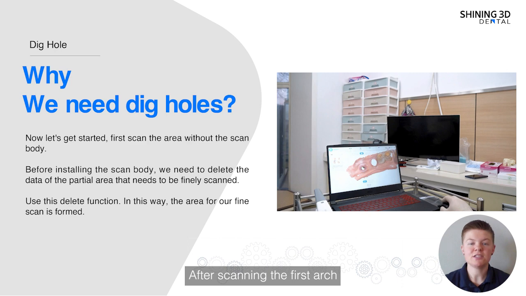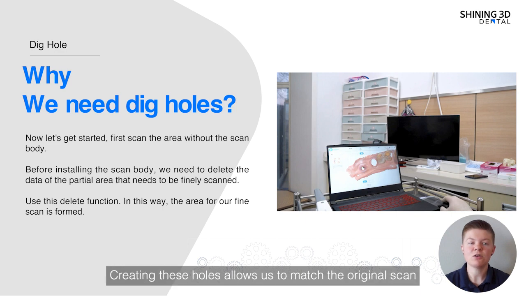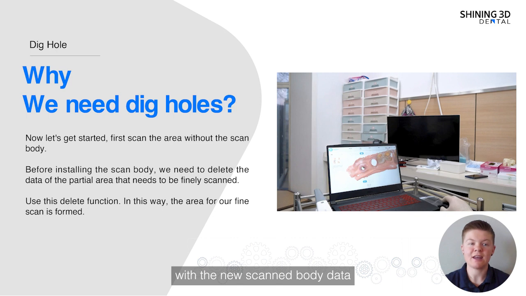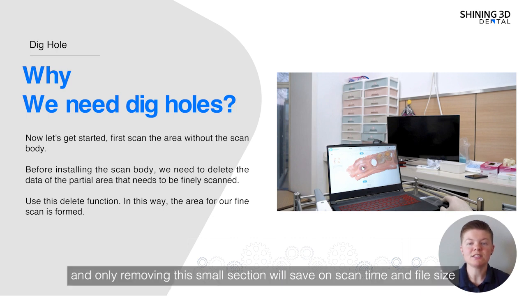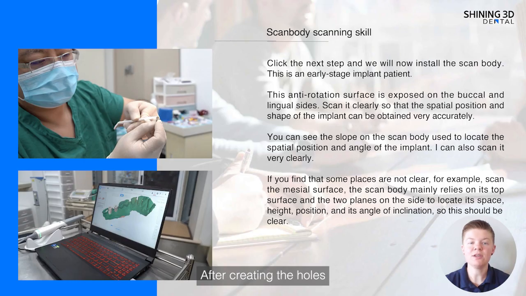After scanning the first arch, we will need to create a few holes in the scan to allow for the data of the scan bodies. Creating these holes allows us to match the original scan with the new scan body data, and only removing this small section will save on scan time and file size. After creating the holes, we will now install the scan body.